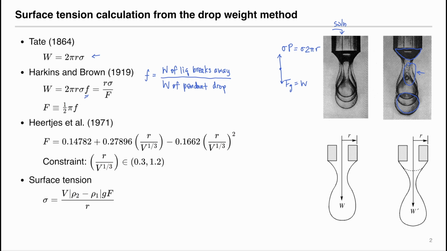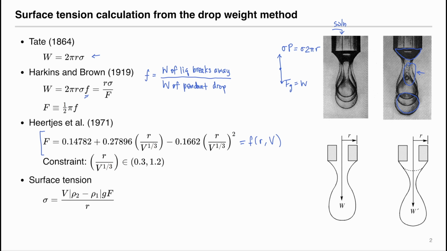People have derived correlations for the correction factor, which we can use, the correlation of big F, in order to substitute and find out what W or sigma is. And we note that the constraint is that F is a function of R and V, where V is the volume of each drop, and the ratio between R and V to the 1/3 must be between 0.3 and 1.